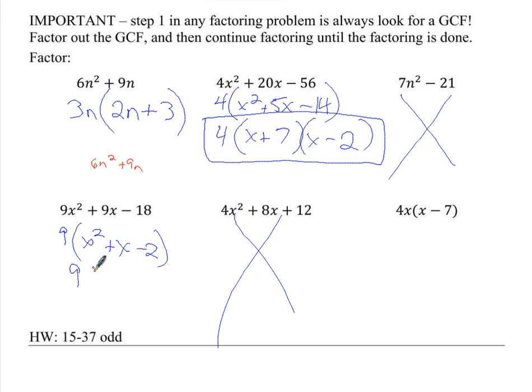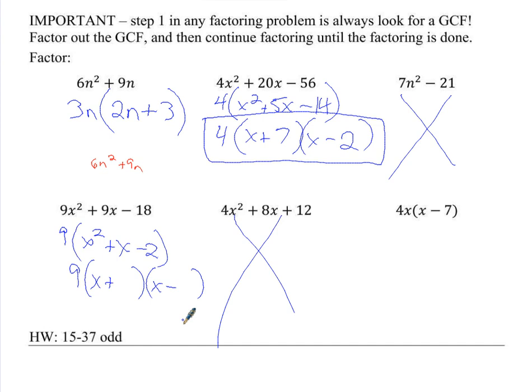A 9 out front still, and then break this into a FOIL problem. X and x, my two signs would have to be, one's positive, one's negative. And now we're looking for two numbers that multiply to give me negative 2, but add to give me positive 1. There's only two numbers that multiply to give me 2. What are they? Yeah, 2 and 1.